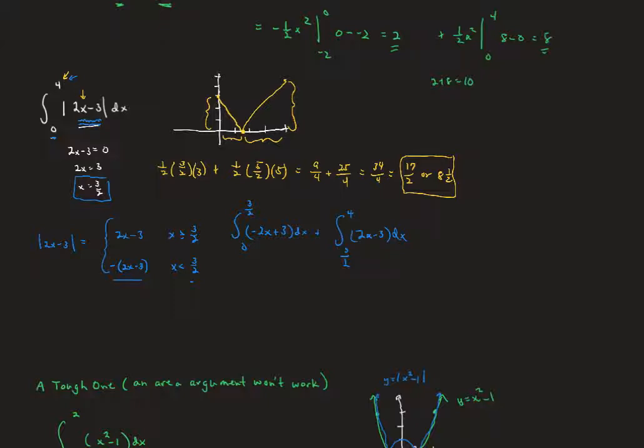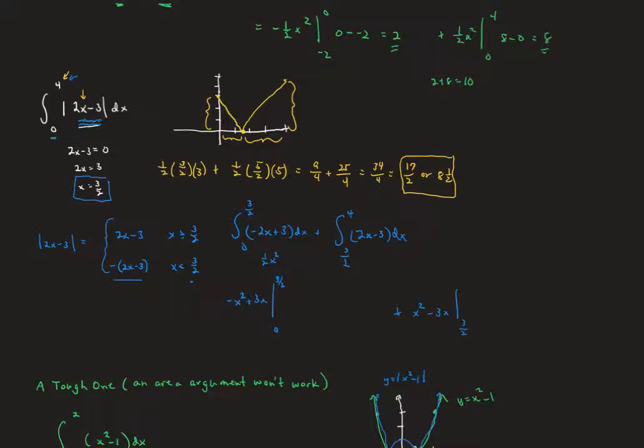Okay, we're going to now integrate. So the integral of x is 1/2 x squared, using our power rule, times -2 is going to be a -x squared. The integral of 3 is going to be 3x. We're going to evaluate that from 0 to 3/2. I'm going to come back to that. Plus, we're going to get here 2 times our 1/2 x squared is going to be just x squared. And the integral of -3 is -3x. And we're going to evaluate that from 3/2 to 4.